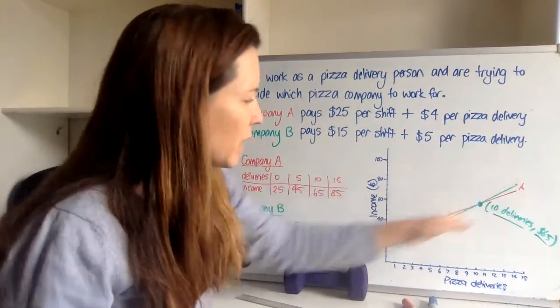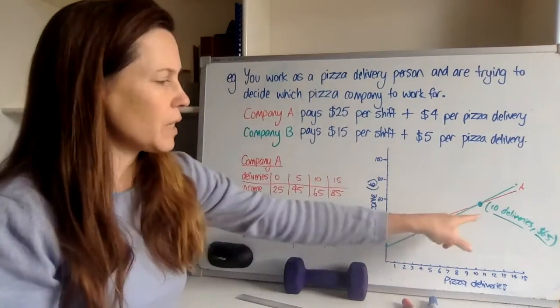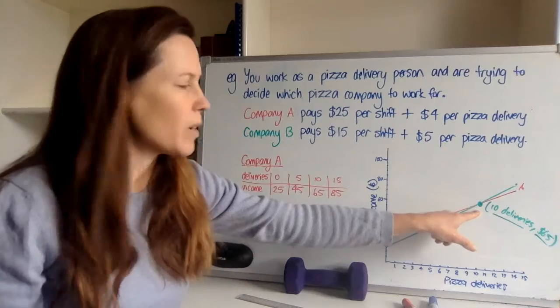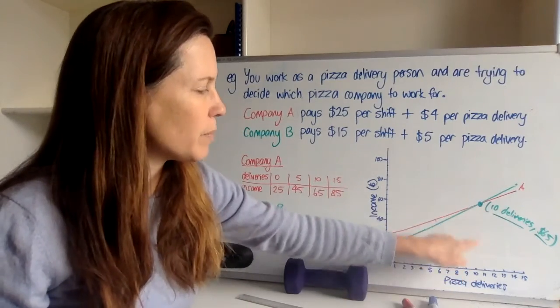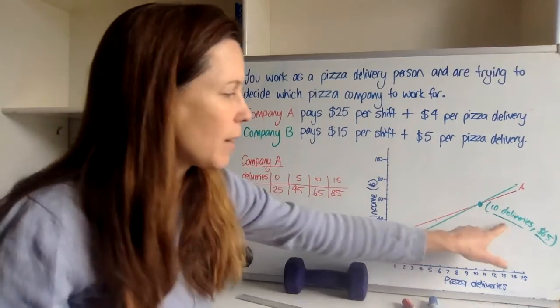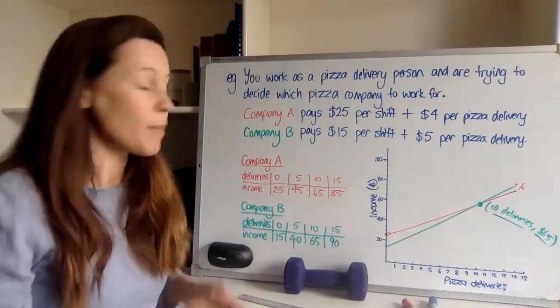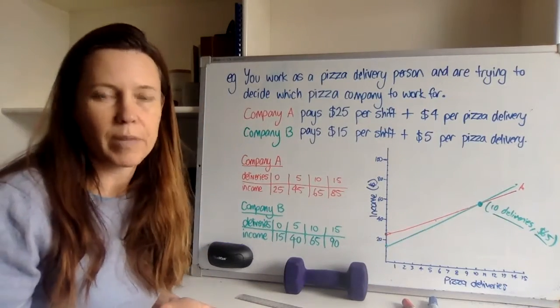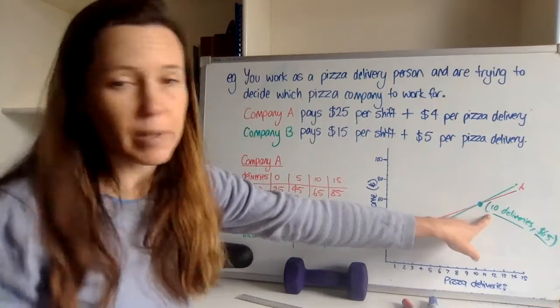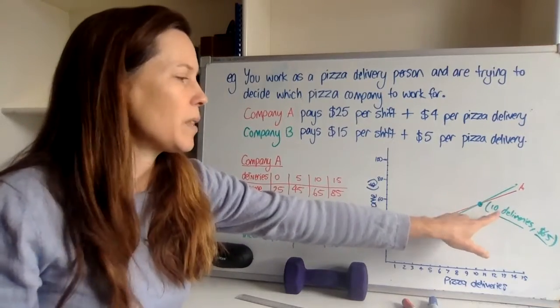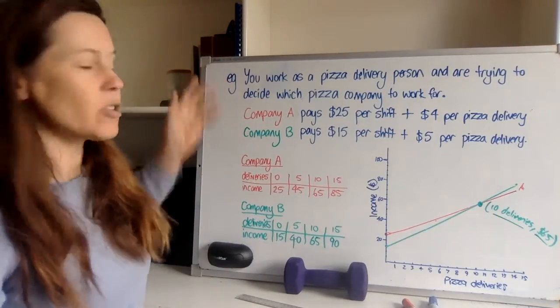So then ruling up both of these lines, you can really clearly and easily see the crossover point now. And it happens when you're making 10 pizza deliveries. And at that point, you're earning $65 no matter which company you're working for. So this number here of 10 deliveries should be the key thing that we need to make our decision.